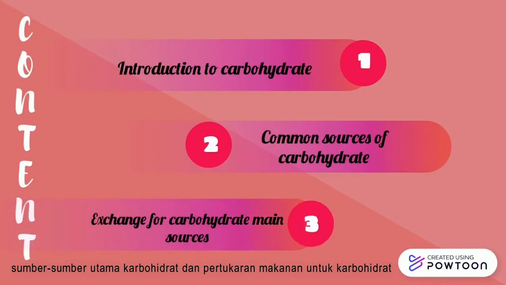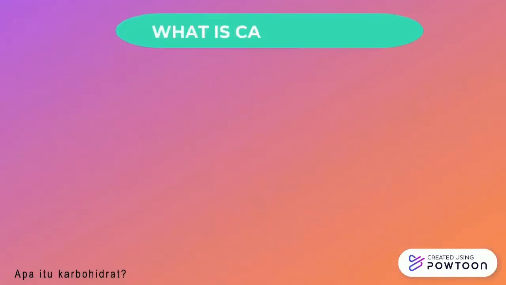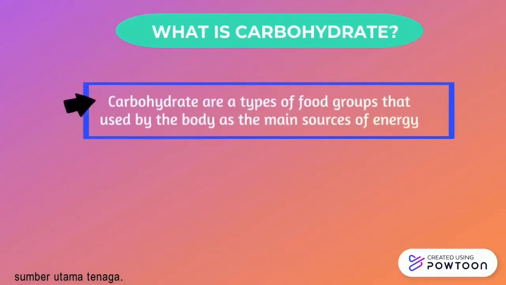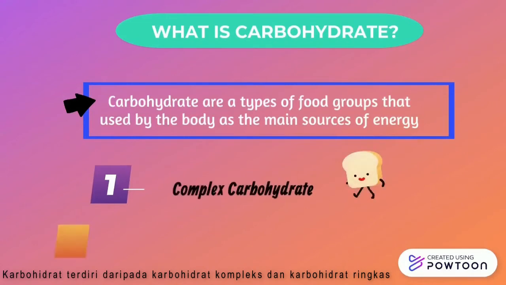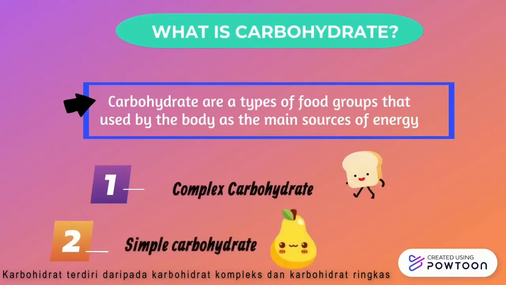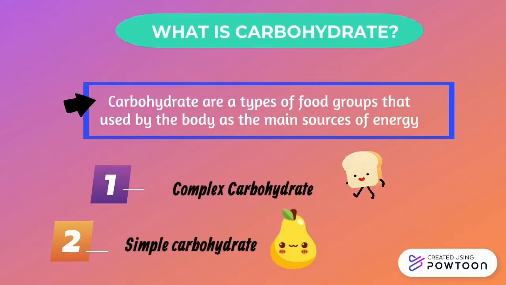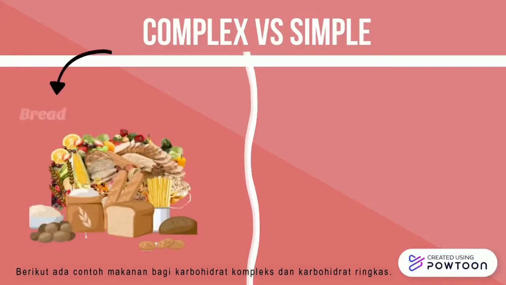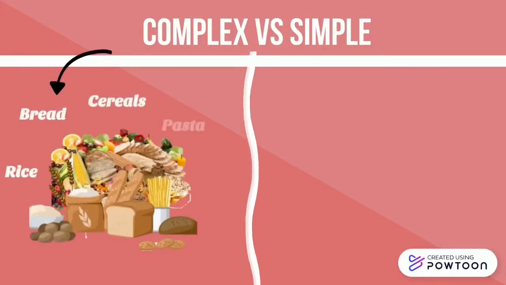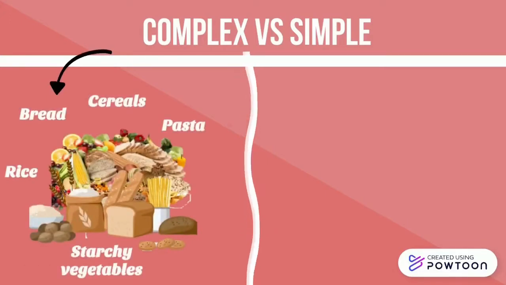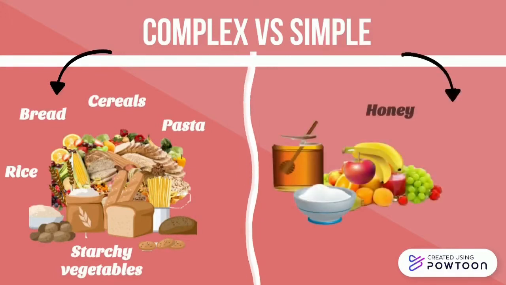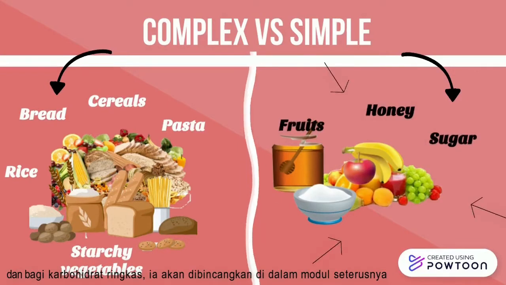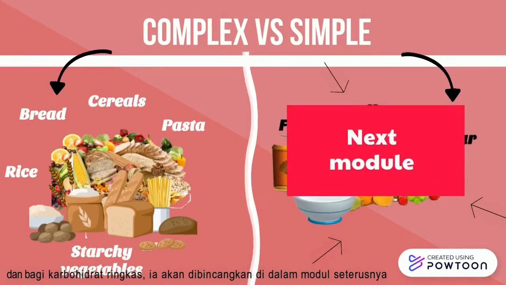Sources. What is carbohydrate? Carbohydrates are types of food groups that are used by the body as the main sources of energy, which consist of complex carbohydrate and simple carbohydrate. For complex carbohydrate, examples of its sources include bread, cereals, rice, pasta, and starchy vegetables, while for simple carbohydrate, the sources include honey, sugar and fruits. However, in this module, we will focus on complex carbohydrate, and simple carbohydrate will be discussed in the next module.